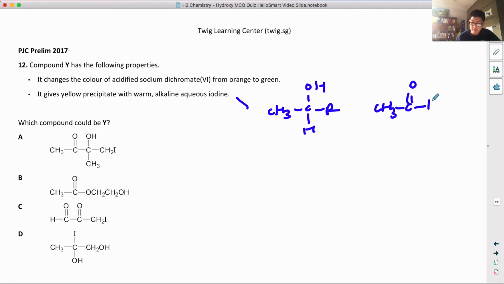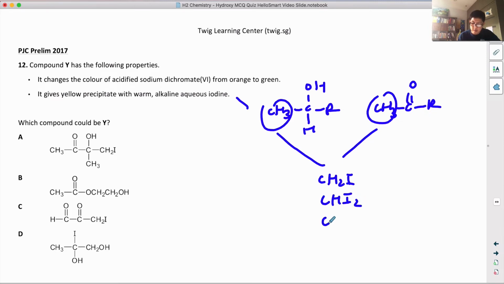But I did mention before, based on this question, that this one can be CH3, but it doesn't always have to be CH3. It could be CH2I, it could be CHI2, it could also be CI3. So all these will give you a positive test. So let's see whether it can be oxidized. This one here is a ketone, and this is a tertiary alcohol, which means it cannot be oxidized at all. So I'll take it out. It's not possible because you have to undergo oxidation from here.